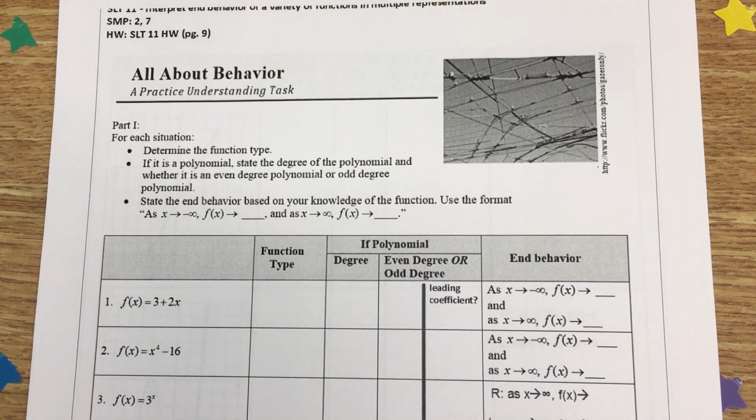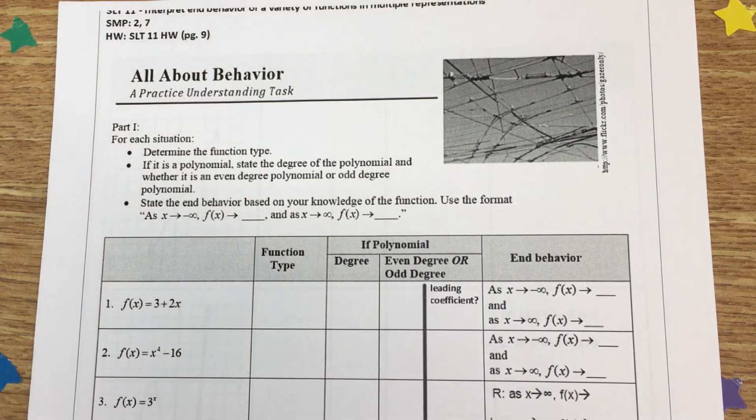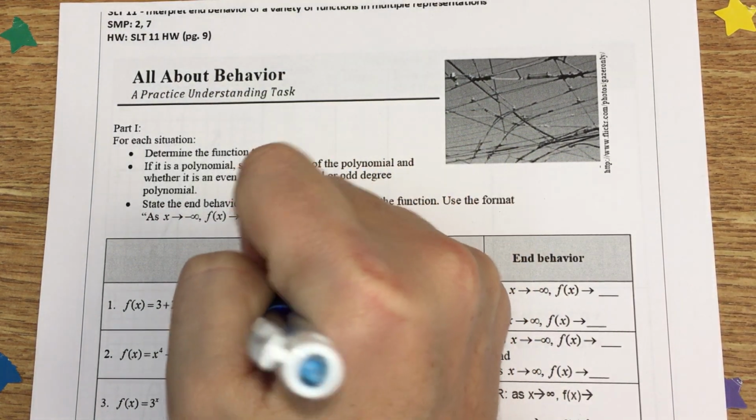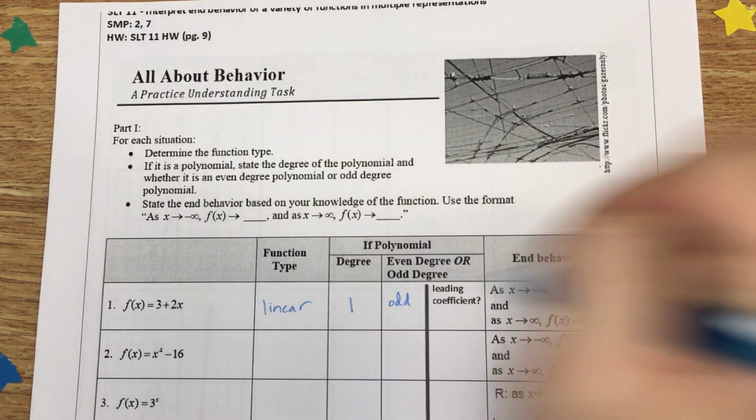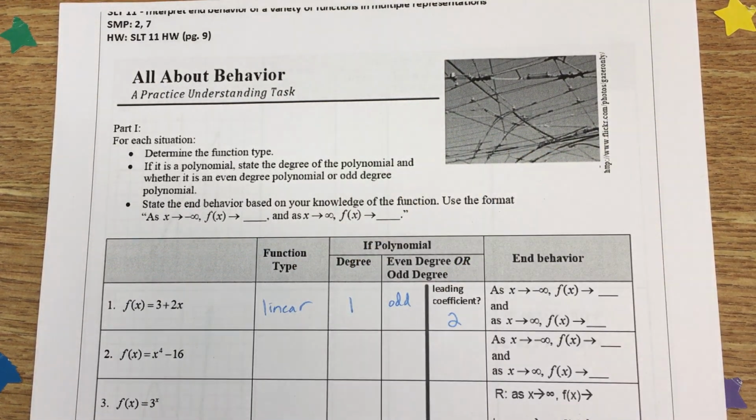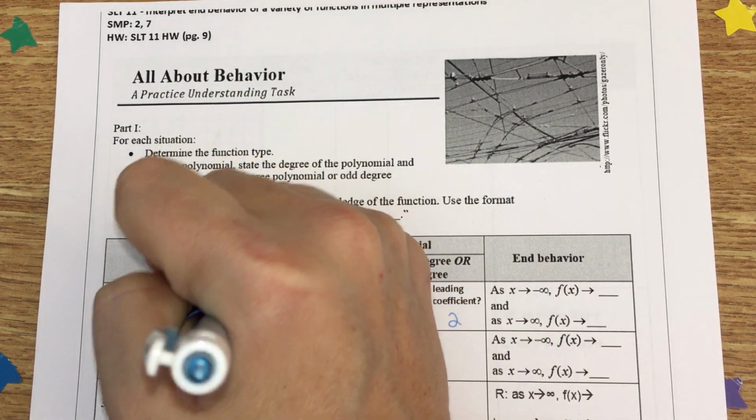Okay, at this point you should have tried all the problems on page 5, and you'll see that for number 1, the function type is linear, and we see that the degree is 1 because it's linear, which is an odd degree. The leading coefficient is 2, and because of that, again, I've got a line that's going up.